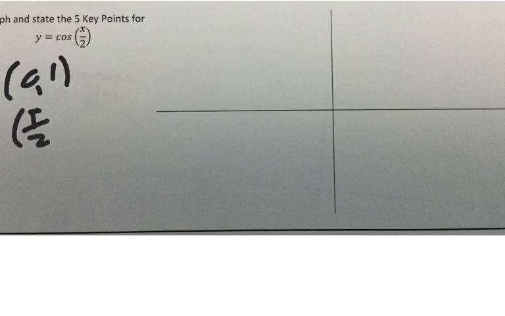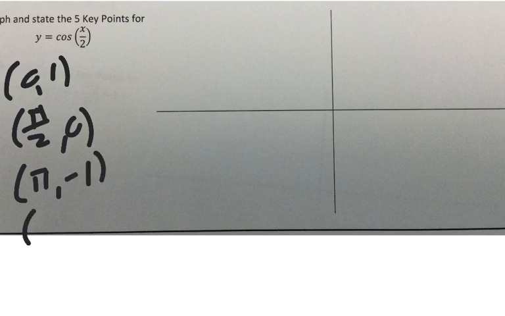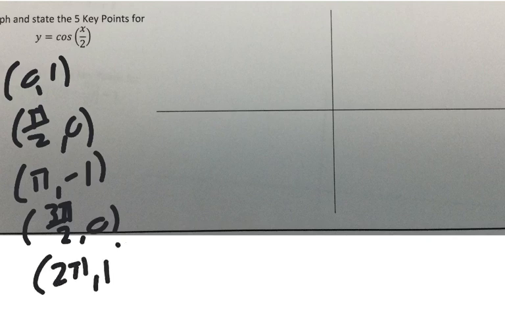Okay, now we're going to graph and state these 5 key points for cosine. So what's my parent function? Cosine. So I need to identify my critical points for cosine. Those are 0, 1. Pi over 2, 0. Pi, negative 1. 3 pi over 2, 0. 2 pi, 1. Absolutely. 5 critical points.